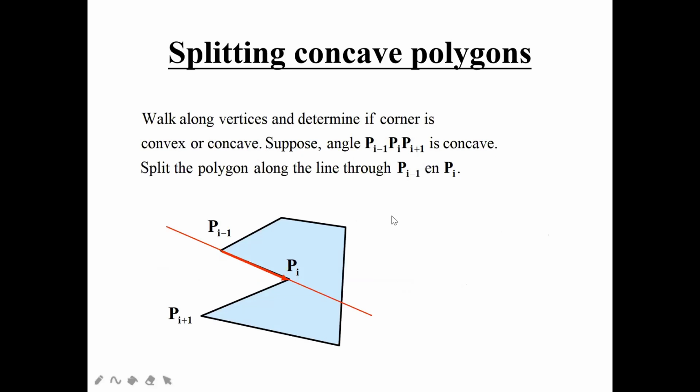Now I have told you that we are going to learn the splitting, how we are going to split the concave polygon. So now you just walk along your vertices and determine if the corner is convex or concave. Let's take this as your Pi point, this side is Pi plus 1, and that side is Pi minus 1, because this side will be the positive side and on the top it will be the negative side. Okay. Suppose the angle formed is Pi minus 1, Pi and Pi plus 1. Which angle is it forming here? You can see this angle it is forming, right? So now it is concave.